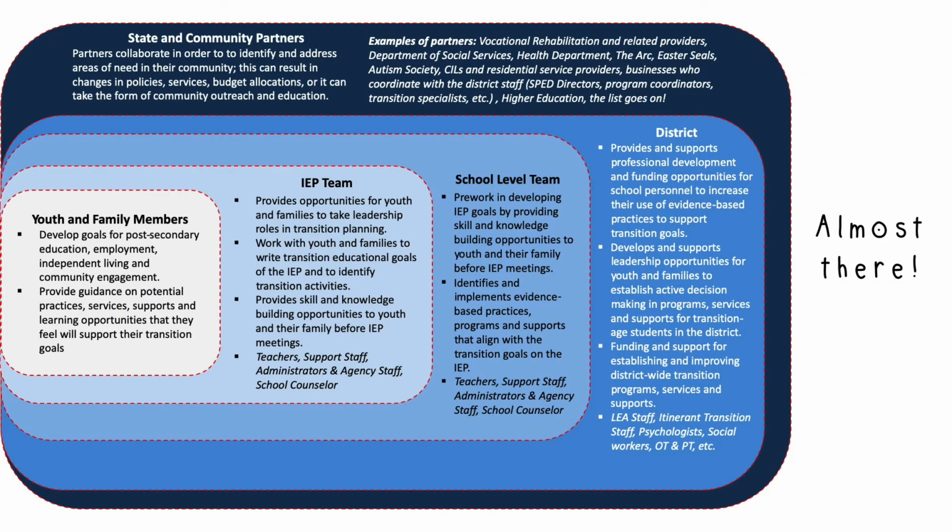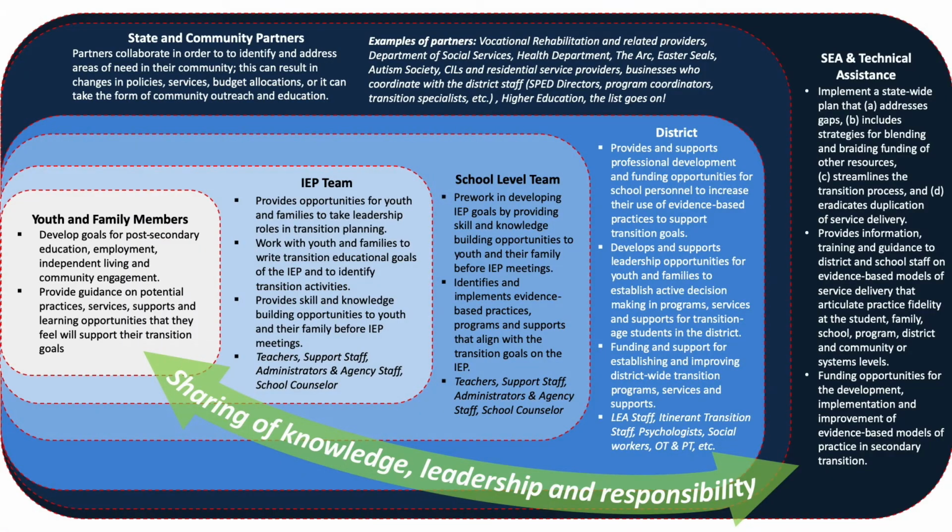State and community partners should collaborate in order to identify and address areas of need in the community. This can result in changes in policies, services, budget allocations, or it can take the form of community outreach and education. The state education agency and technical assistance providers have the role of implementing a state plan that addresses gaps, includes strategies for blending and braiding funding from other resources, streamlines the transition process, and eradicates duplication of service delivery.